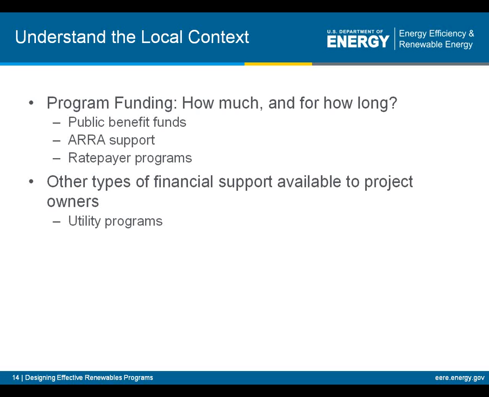Your decision may be that you want to leverage some of these other types of financial support, or you may want to find the gaps in support that's already available and fill them. So in a lot of places there are utility programs available to support renewable projects. There may be other grants or loan guarantees. For example, the Department of Agriculture has renewable energy support for certain eligible projects.